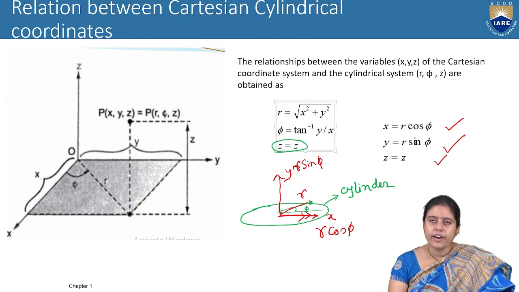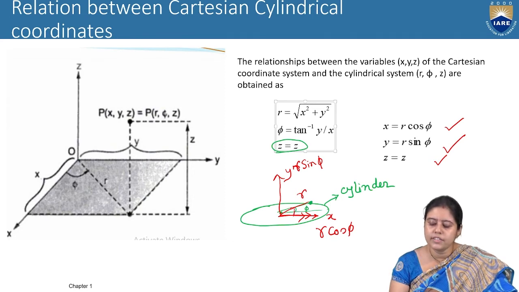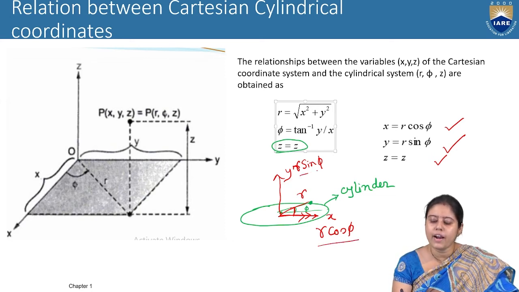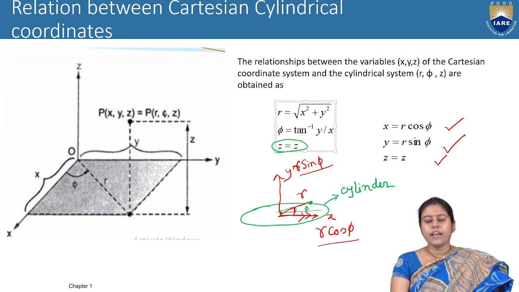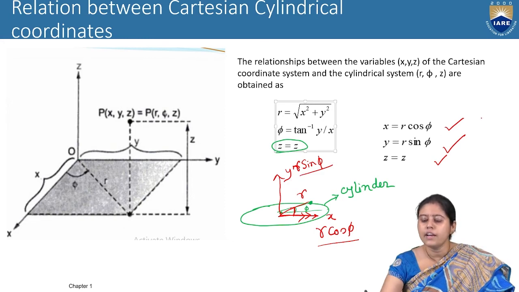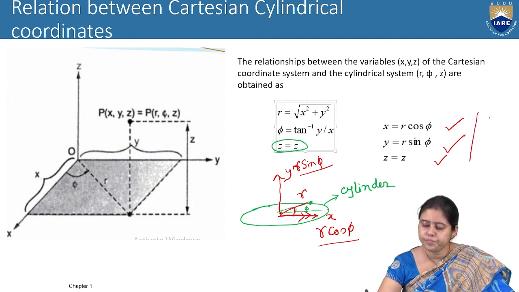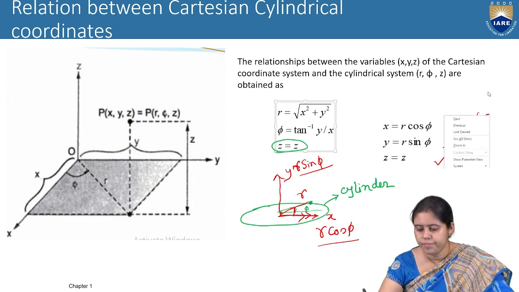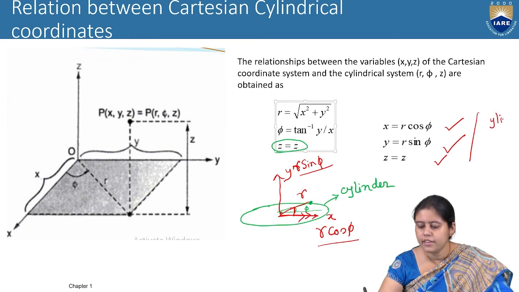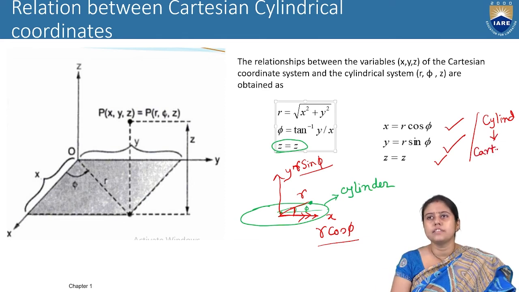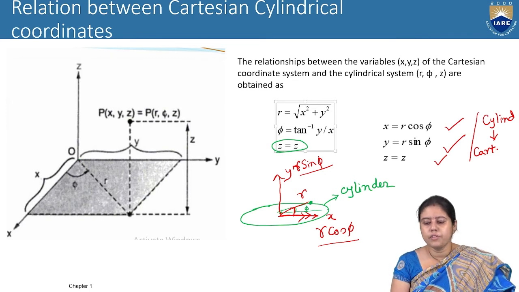Again, if it is the radius, the angle with the origin is phi. If we divide it into the x and y part, x part is R cos phi, y part will be R sin phi. So this is the conversion from cylindrical to Cartesian. So this is the relation between the cylindrical and Cartesian coordinate.